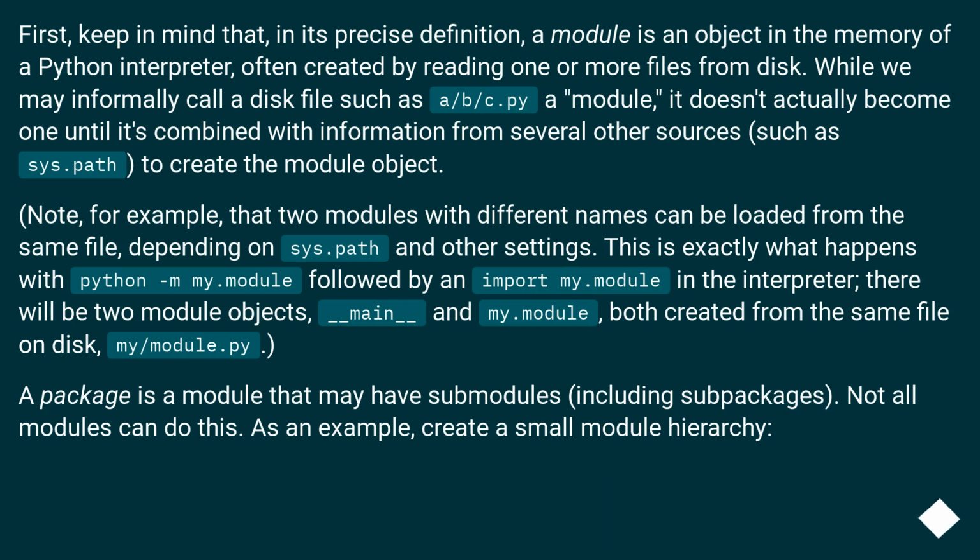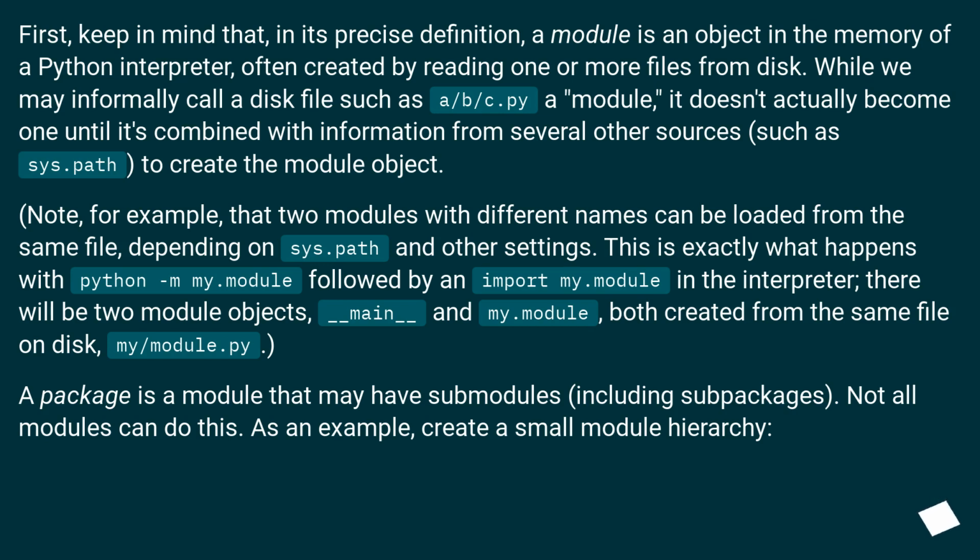First, keep in mind that, in its precise definition, a module is an object in the memory of a Python interpreter, often created by reading one or more files from disk. While we may informally call a disk file such as a/b/c.py a module, it doesn't actually become one until it's combined with information from several other sources, such as sys.path, to create the module object. Note, for example, that two modules with different names can be loaded from the same file, depending on sys.path and other settings. This is exactly what happens with running python -m my.module followed by an import my.module in the interpreter. There will be two module objects, __main__ and my.module, both created from the same file on disk, my/module.py.